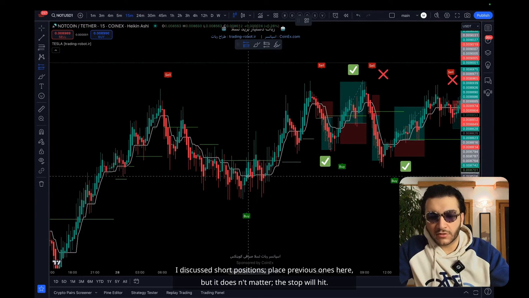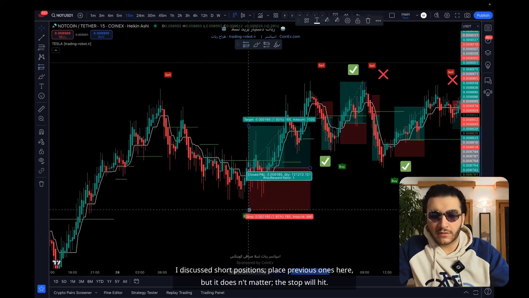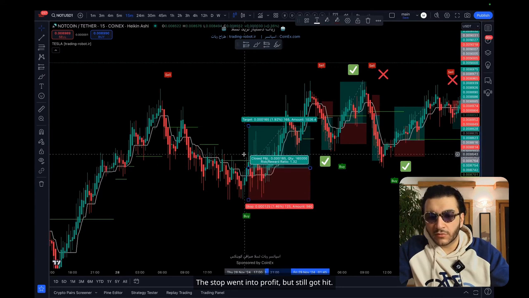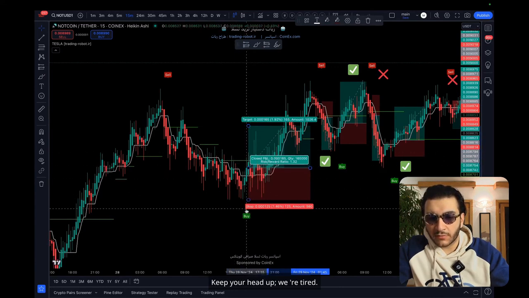I discussed short positions. Place previous ones here, but it doesn't matter. The stop will hit. Assume a risk to reward of 2. The trade went into profit, but the stop still got hit. Keep your head up. We're tired.